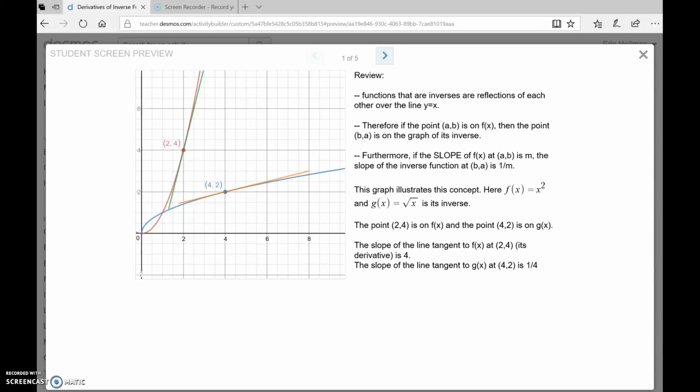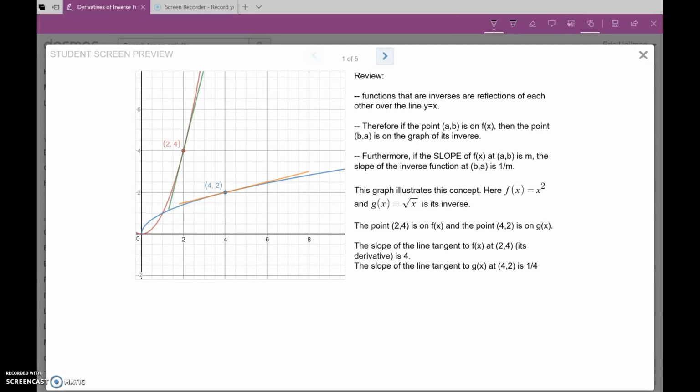So just a couple reminders. Functions that are inverses of each other are reflections of each other over the line y equals x. So the line y equals x is the 45-degree line. The graphs of inverses, you just flip them over that line, and that's the graph of the inverse.